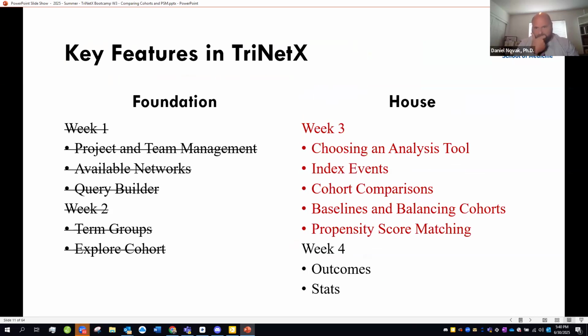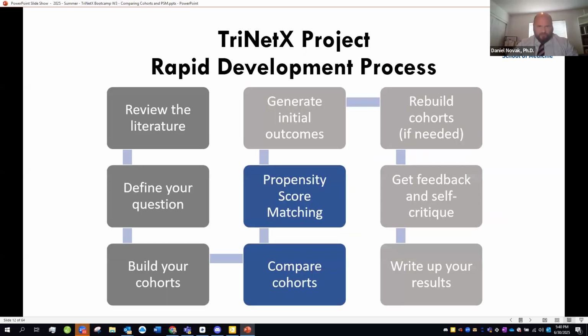Again, here we are. If we look at it by feature in TriNetX, if you think about my clumsy metaphor of the house and the foundation, we're starting to move into the development of the house, which is really more of the analysis stuff. It's the more fun stuff, I think, in some ways. We're going to be talking about choosing an analysis tool, index events, cohort comparisons, baselines, and balancing cohorts, and propensity score matching today. And next week, we're going to talk specifically about the outcomes and interpreting the stats involved.